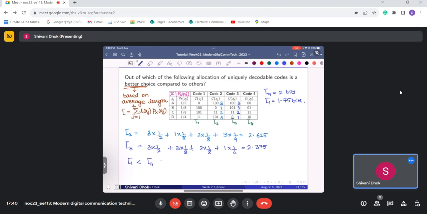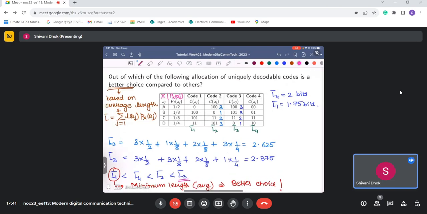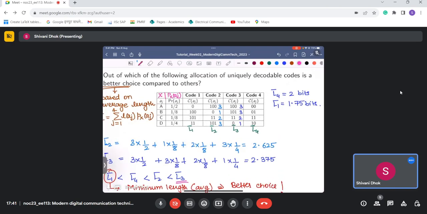Okay. So now if you observe here, we have L1 bar less than L4 bar, which is less than L3 bar, which is less than L2 bar. So basically this L1 bar has minimum average length, which means this is the better choice. But why is this particular choice better? Now just look at this table here. Another thing, notice this is the worst possible allocation. Let us look at why this is happening.